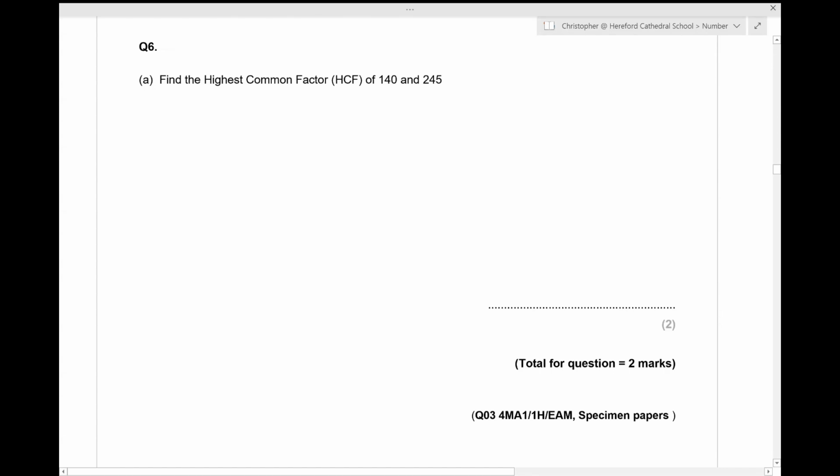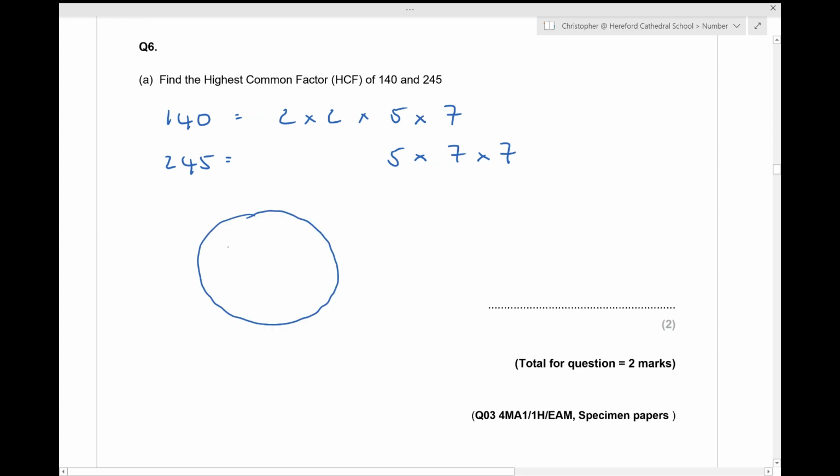Question 6. Right, I'm going to use my calculator to write 140 as a product of its prime factors, and that is 2 times 2 times 5 times 7. And I'm going to use my calculator to write 245 as a product of prime factors, which is 5 times 7 times 7. And look how I've written them in columns to make it easier for myself.